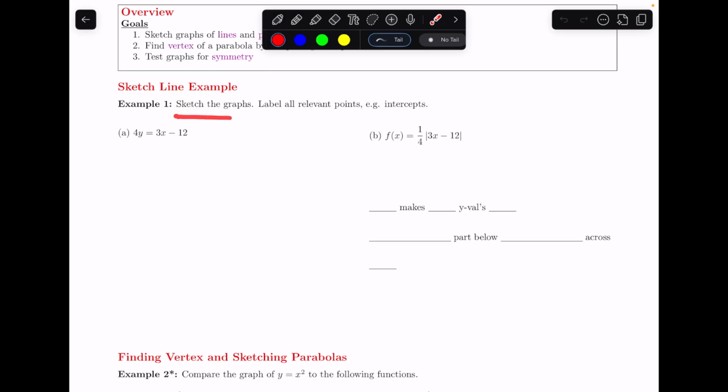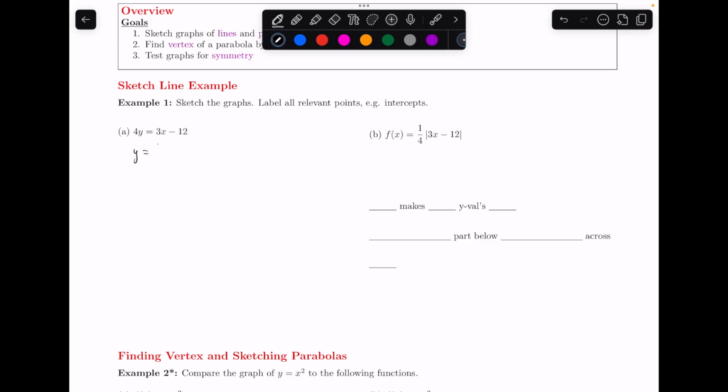So I want to sketch the graphs, label all relevant points like intercepts. So in part A, I have this equation here. What I notice is I can isolate the y by dividing both sides by 4. If I do that, I'll get y equals 3x minus 12, that whole thing divided by 4. Then I can split up this fraction into two pieces: 3x over 4, and then minus 12 over 4. I could rewrite this as 3 over 4 in front, multiplying the x, and then minus 12 over 4 just becomes 3.